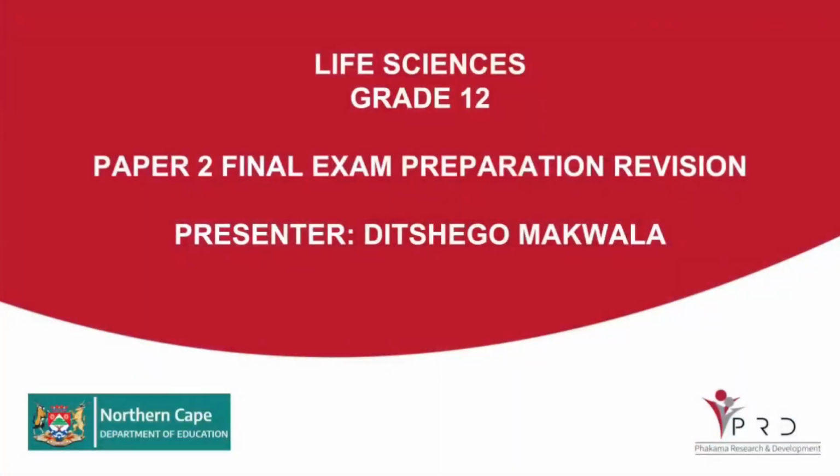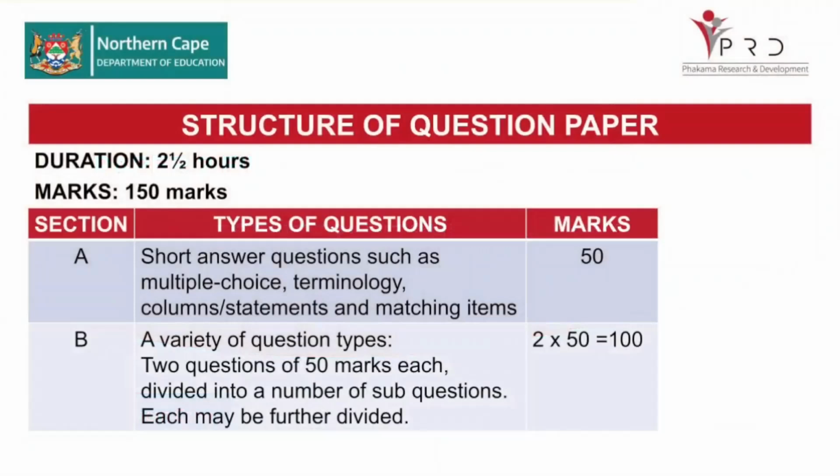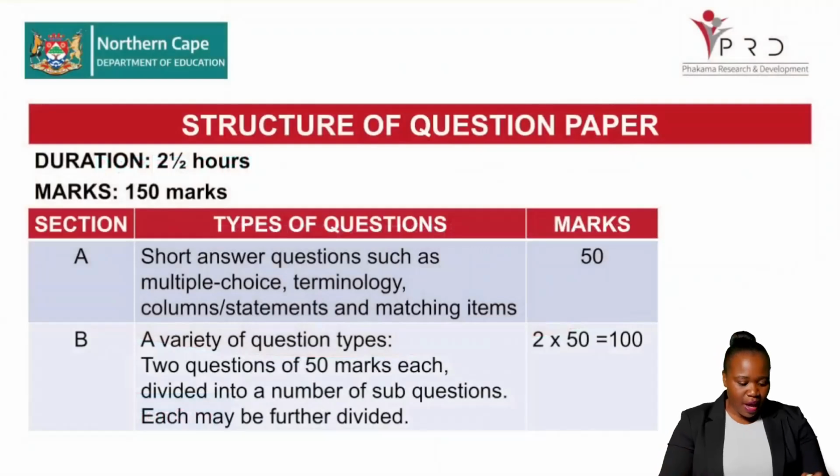So in today's lesson, we are looking at our paper 2 final exam preparation. Here we are just going to be getting a reminder of all those things that we must have a look at before we go into our final exam, right? Just a reminder, our paper is 2.5 hours long and it is worth 150 marks. So it is 150 minutes for 150 marks, meaning that you must make every minute count.